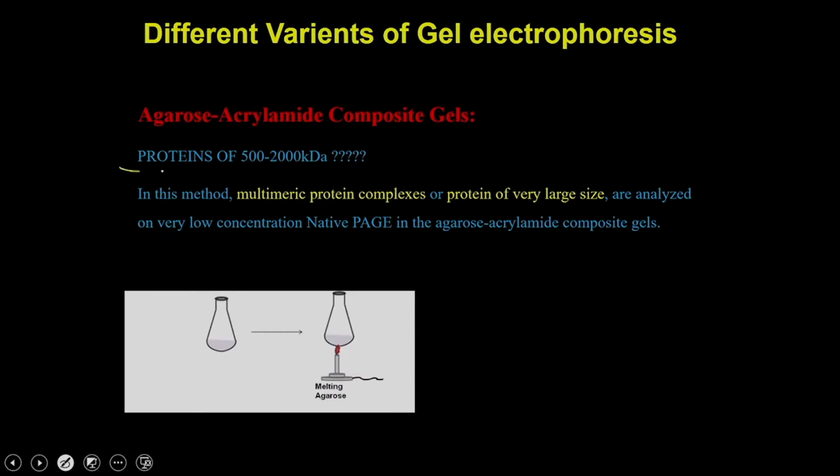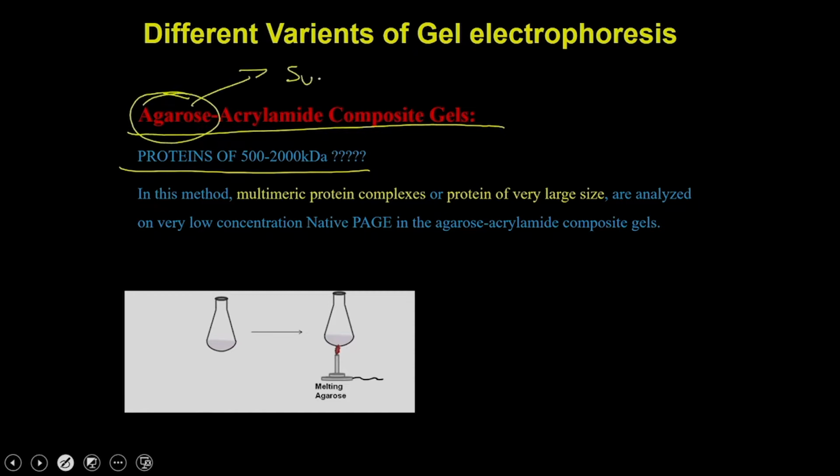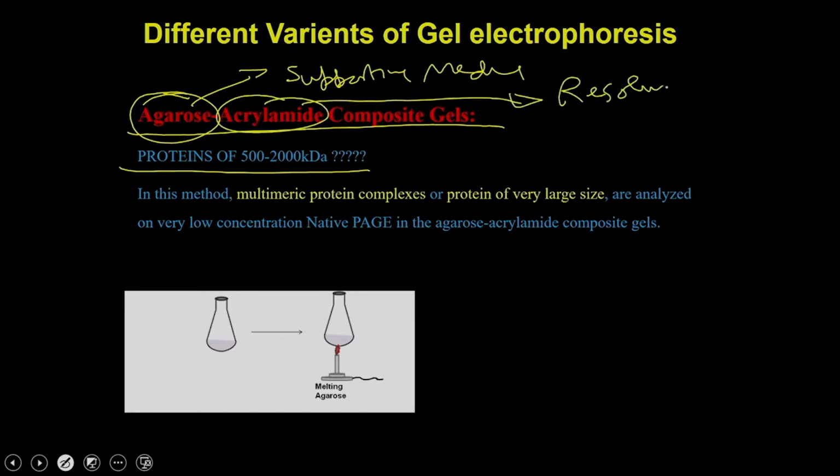So, if you have a protein of 500 to 2000 kDa, you can use agarose-acrylamide composite gels, where the agarose provides the supporting medium, whereas the acrylamide is used for resolving the sample. So, you have used two different gels and utilized their properties.